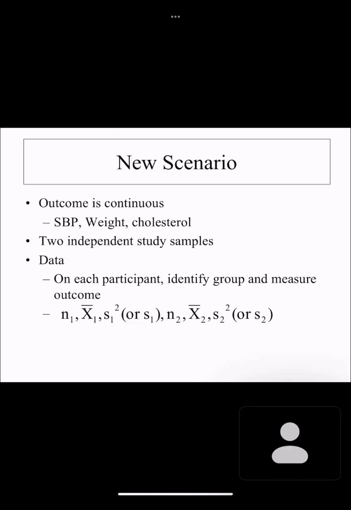So this lecture is about an outcome which is continuous. It could be systolic blood pressure, weight, cholesterol, body mass index, and the first scenario is dealing with two independent study samples, meaning that if I collect data, I have a population of AUB students, so AUB students is my population, and I want to look at if there is a difference in body mass index between male and female.